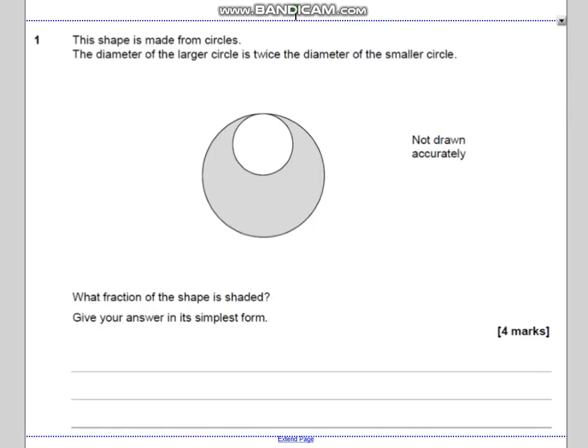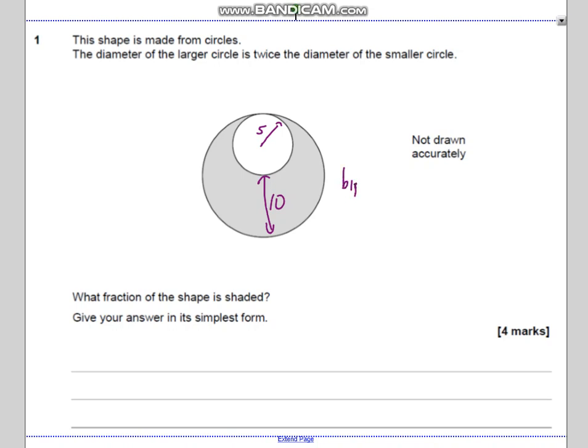So first one, for this it's probably going to be best if we just pick a number for the radius. The big circle is going to be 10. This means the radius of the small circle is going to have to be 5. It's going to be half of 10, yeah? Okay, so what fraction of the shape is shaded?